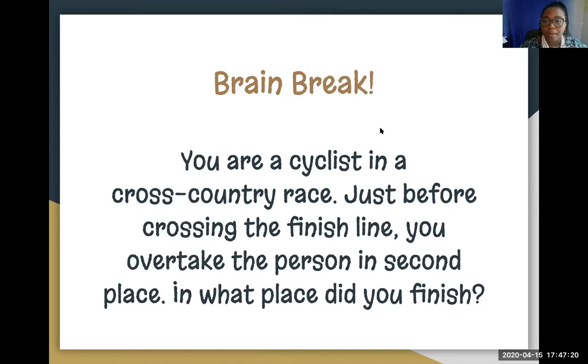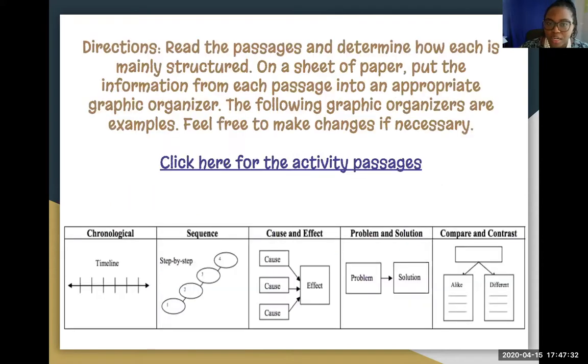Today we're putting that work back on you. I did a lot of talking in the beginning of this week, and I read a lot of these passages to you, and now it's your turn to really put your brain to work and get things started, okay? So now we have directions for an activity. Read the passages and determine how each is mainly structured. On a sheet of paper, that's what you'll need, lined paper, unlined paper, orange paper, green paper, doesn't matter, and a writing utensil. You're going to put the information from each passage into an appropriate graphic organizer. The following graphic organizers are examples. Please feel free to make changes if necessary.